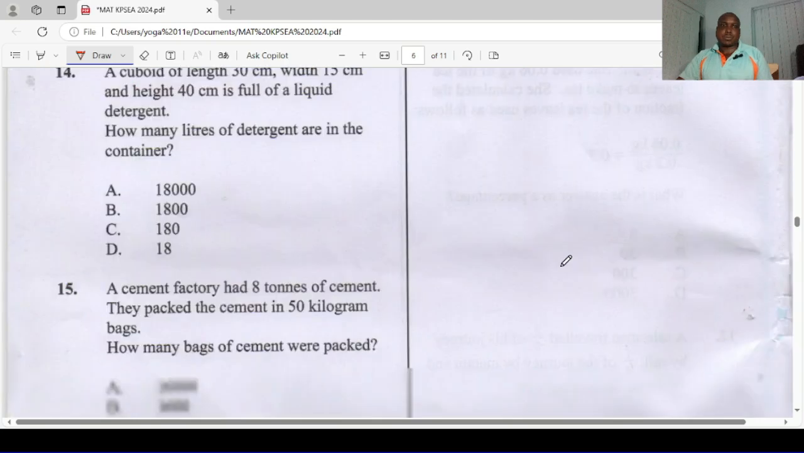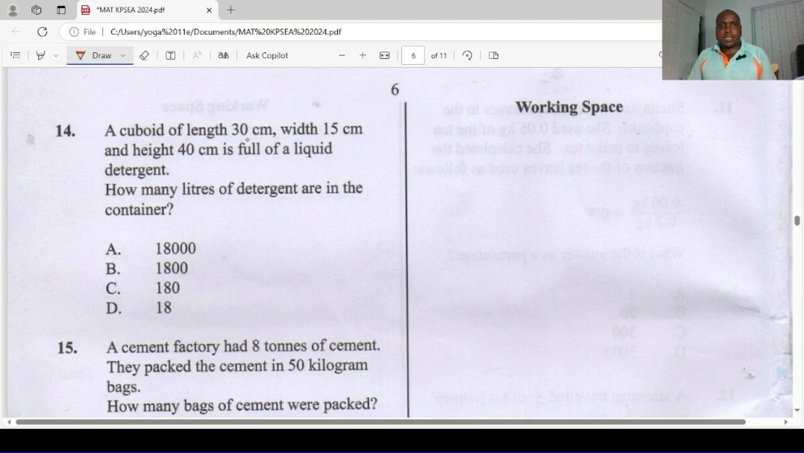A cuboid of length 30 is filled, the cuboid is full of detergent. How many liters of detergent are in the cuboid? Volume is equal to length times width times height. So 30 times 15 times 40.